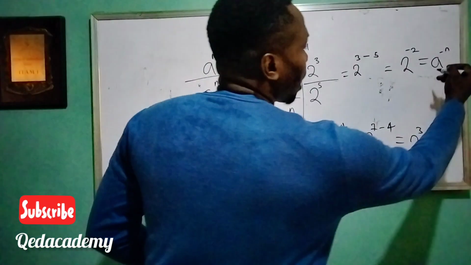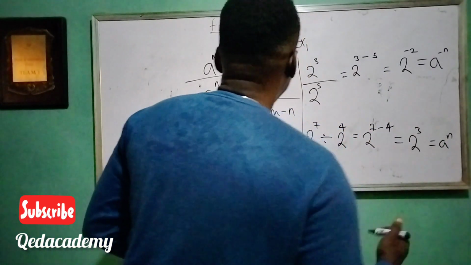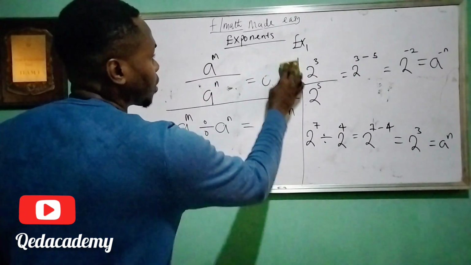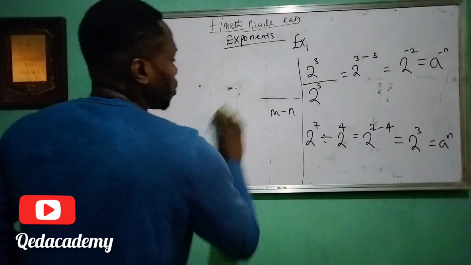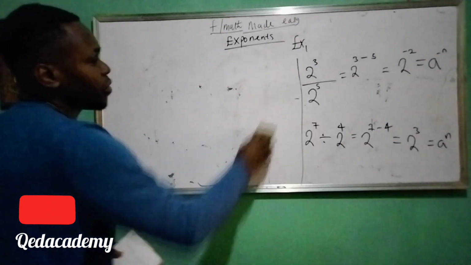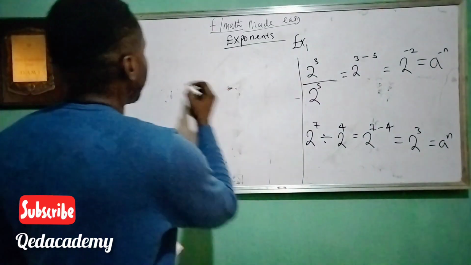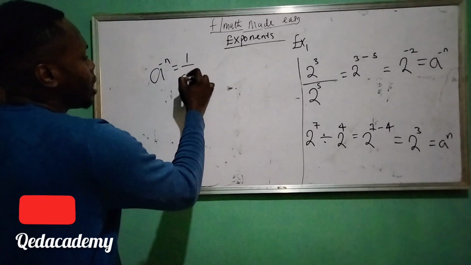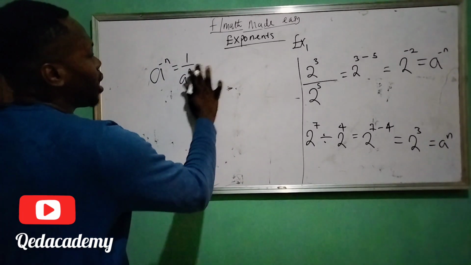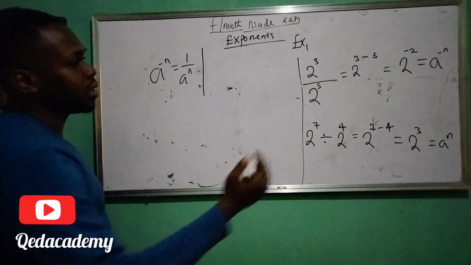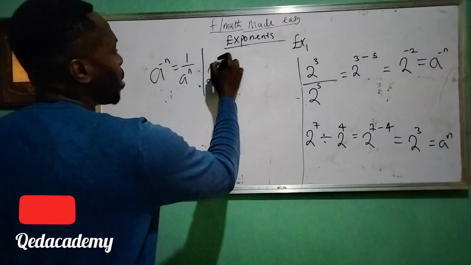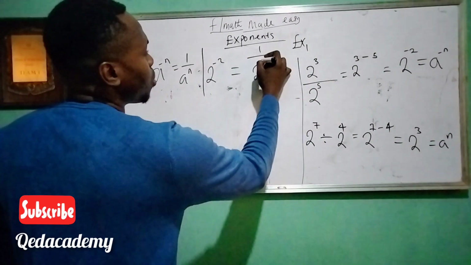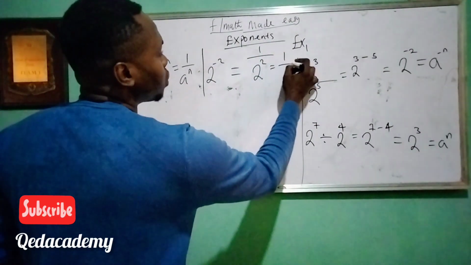So now this can be further expressed as, I'm going to rub this off here. I believe this is clear already. So this can be further expressed as a raised to the power minus n will be given as 1 over a raised to the power n. So now we have, in representation, 2 raised to the power minus 2. So this will be further expressed as 1 over 2 raised to the power what? 2, which is 1 over what?